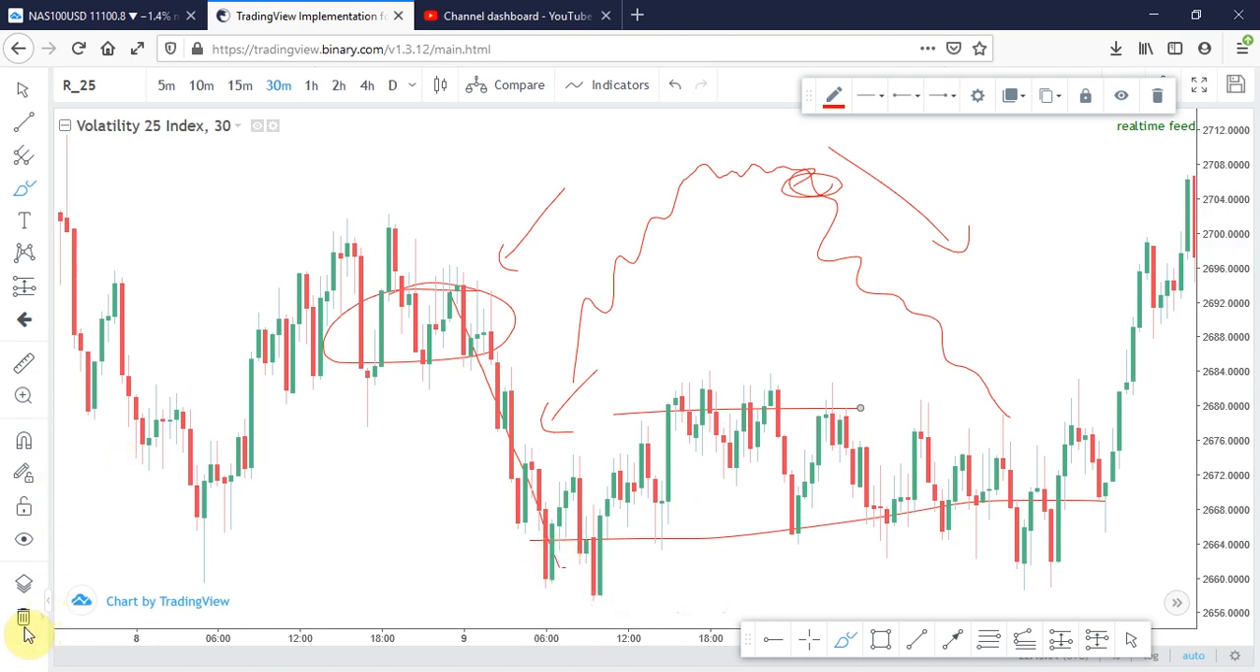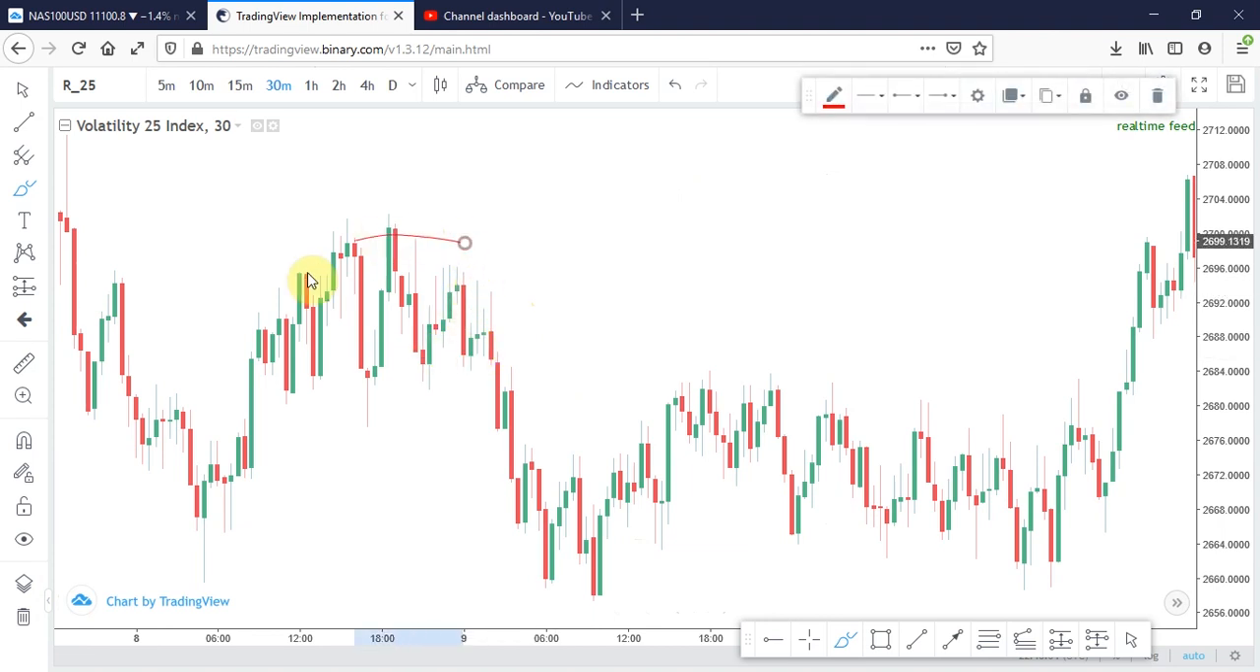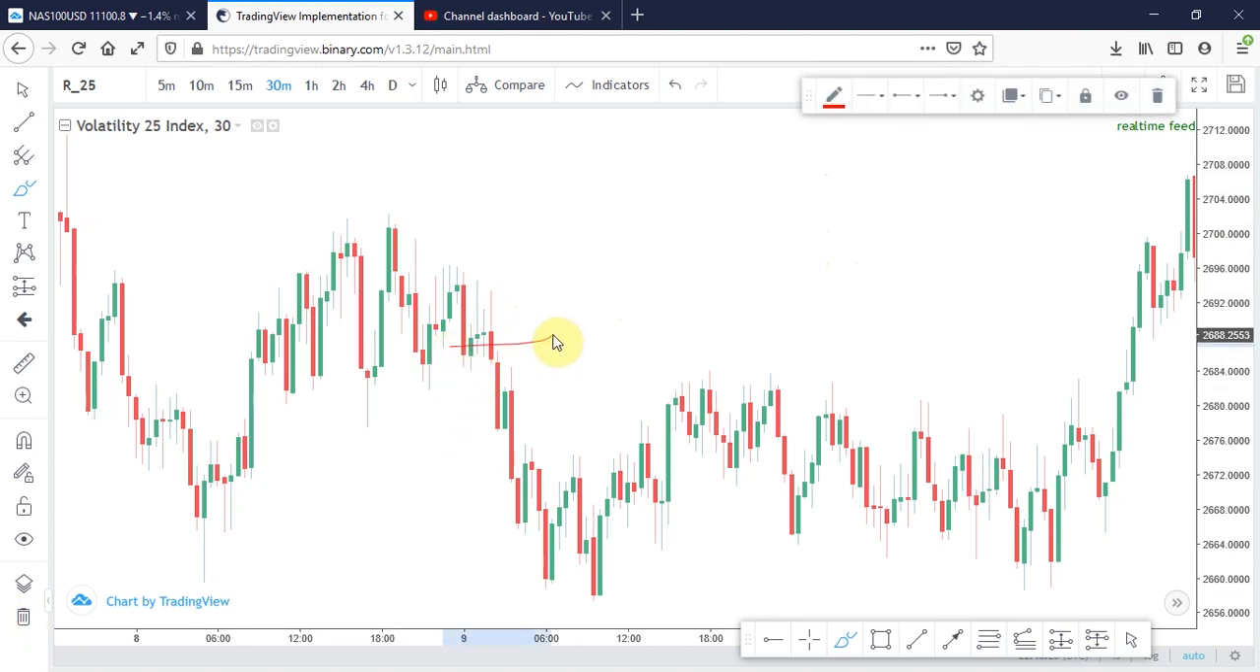Now, for you to get these early entries, you need to understand how the market shifts from the range to the new trend. You need to understand this. How does it shift from this range to the new trend? Because our role is to make sure that we enter on top somewhere here before the market goes down. It should go down while we are still in the trade.